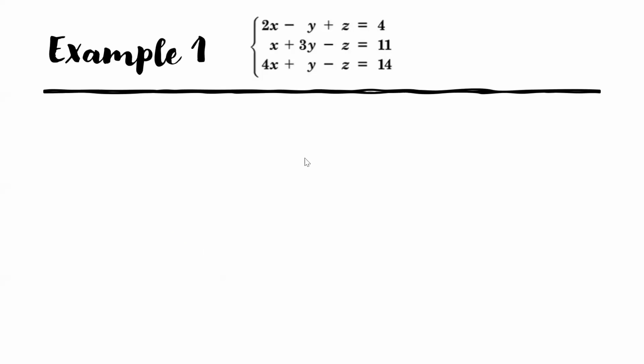If you would like to do y, you could as well, but you would have to manipulate by multiplying by 3. Does that make sense? Because the coefficients aren't the same. And if the coefficients aren't the same in absolute value, then it's not going to work, right? Because I can't eliminate otherwise. So we're going to focus on eliminating our z's.